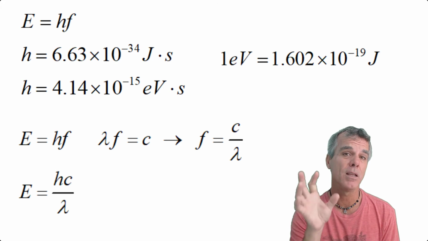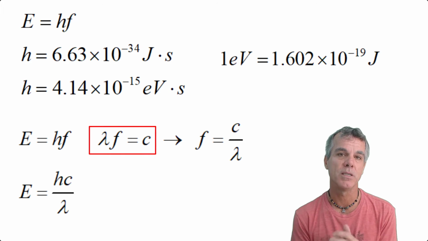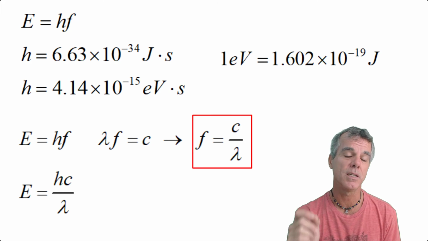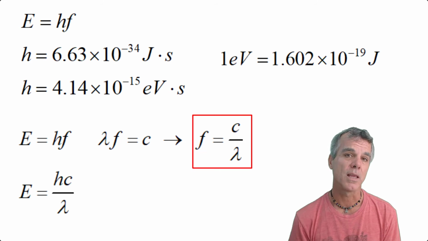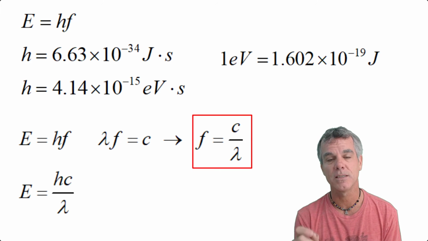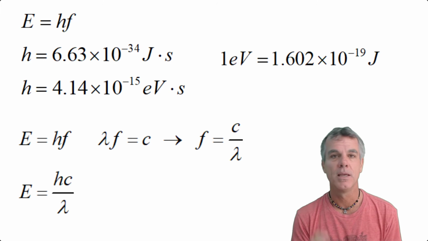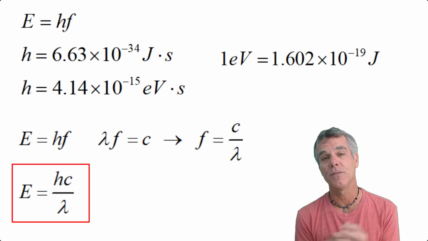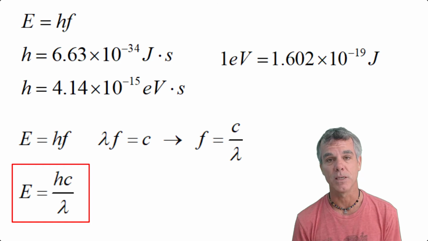Now, because for any light wave or photon, wavelength times frequency equals the speed of light c, we can solve for frequency and show that frequency equals c divided by lambda, the speed of light divided by the wavelength. Using that, we can substitute in for frequency c over lambda, and a second form for the equation for the energy of a photon, rather than E equals hf, can be E equals hc divided by lambda. And this is often useful when we're given the wavelength of the photon and not the frequency of a photon.